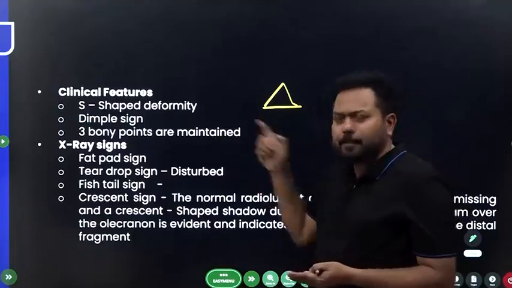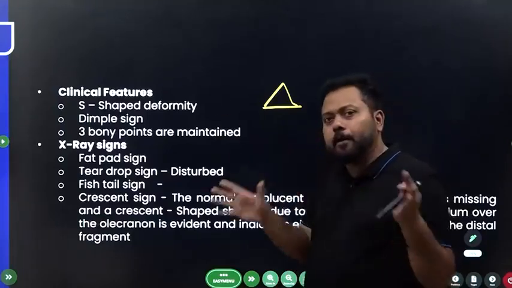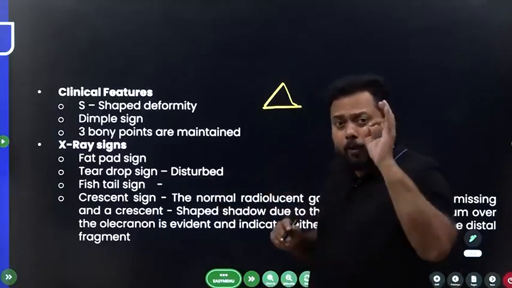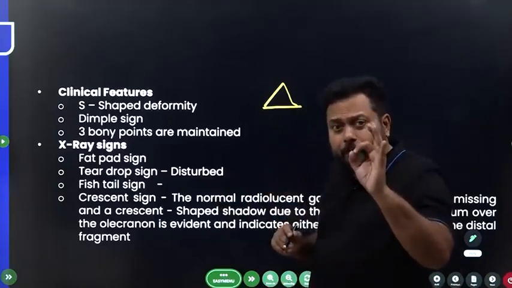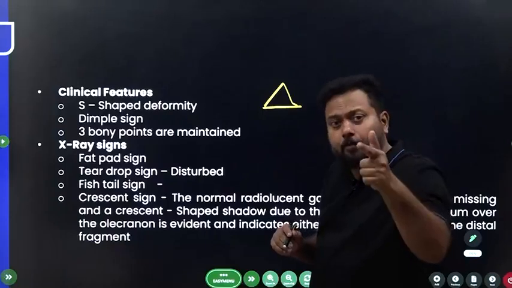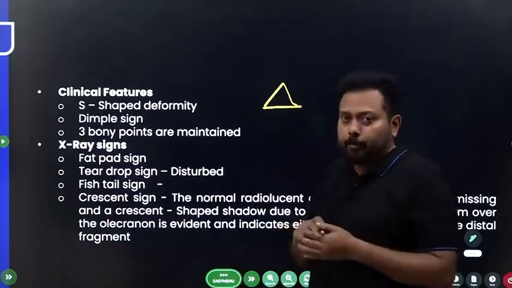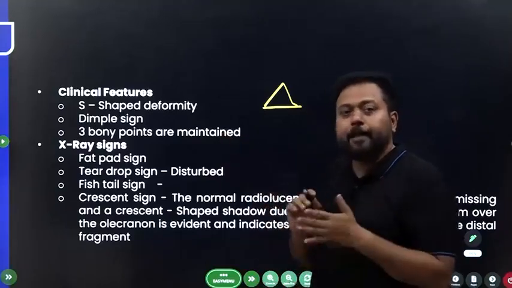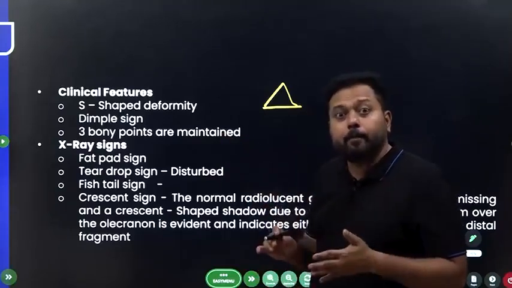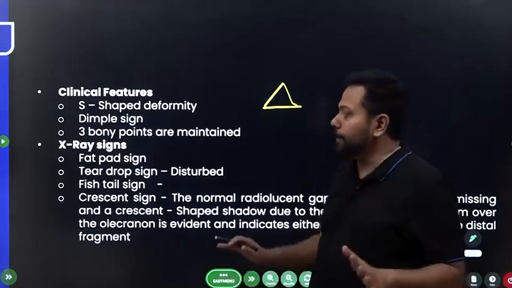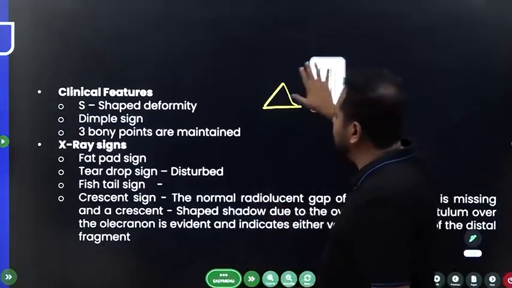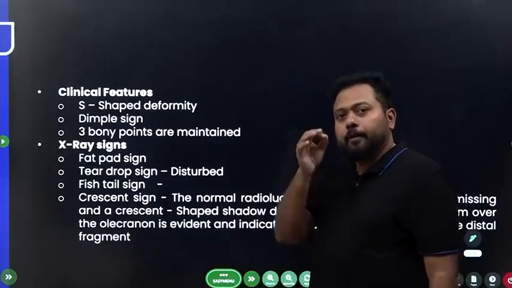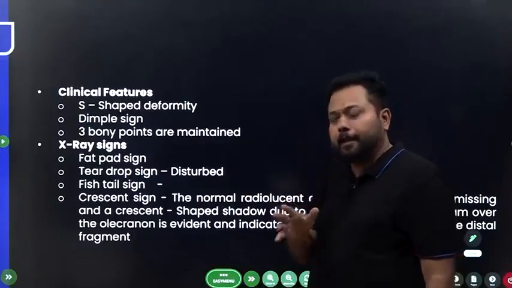So why are they stressing this point? 3 bony prominences maintained, not disturbed. Why? Because only by this method you can differentiate whether this is a dislocation elbow or supracondylar fracture. In supracondylar fracture, the 3 bony points are well maintained. In elbow dislocation, the 3 bony points are disturbed. Okay, very simple. Coming to X-ray signs, now image-based MCQs in INI-SET and NEET and next exams.